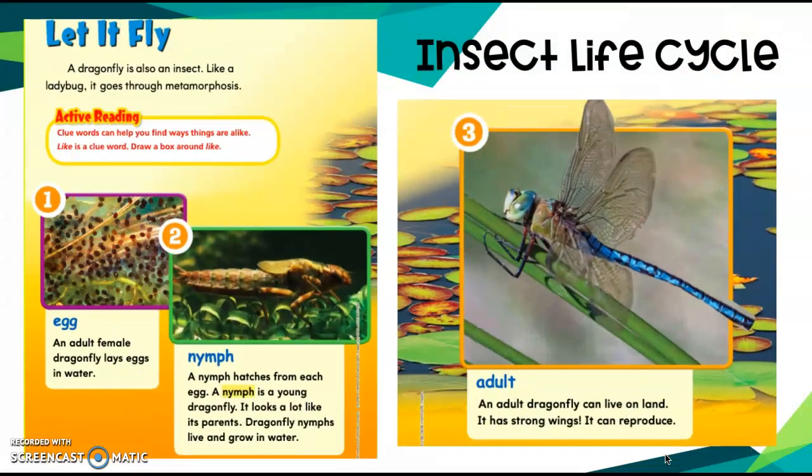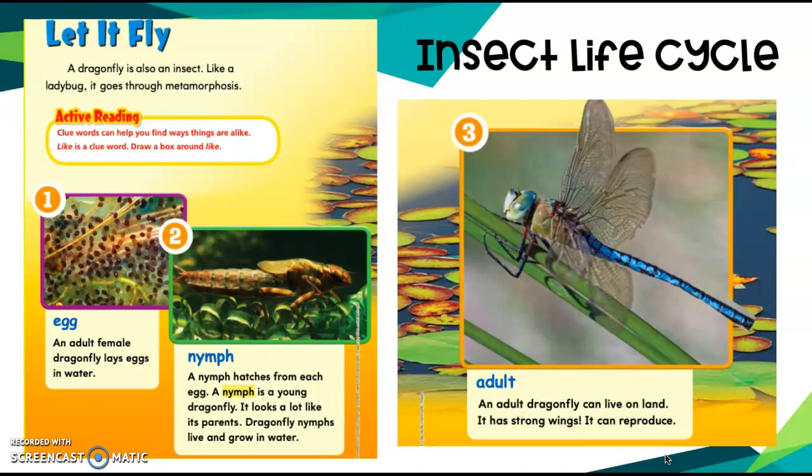A dragonfly is also an insect. Like a ladybug, it goes through metamorphosis. So a dragonfly is similar to a grasshopper life cycle. It starts as an egg. An adult female dragonfly lays eggs in water.